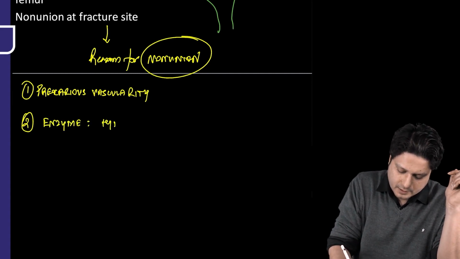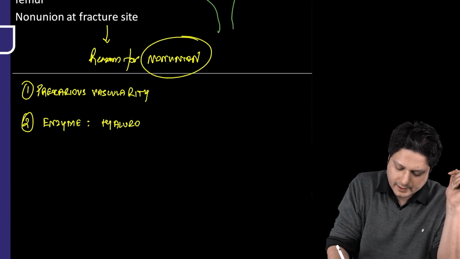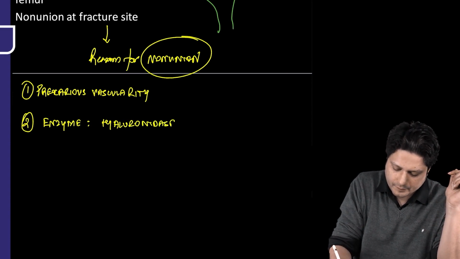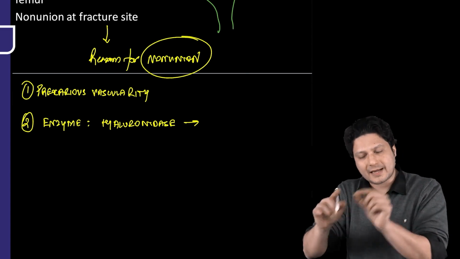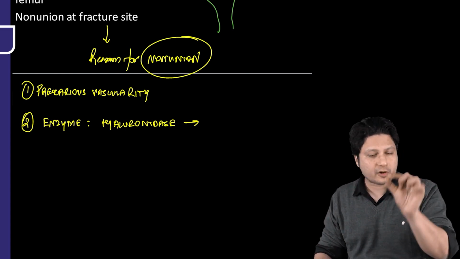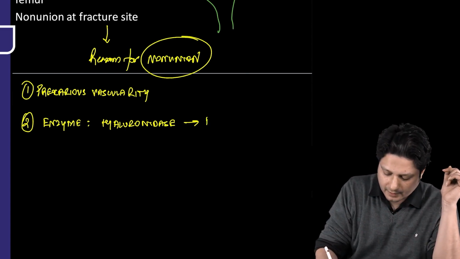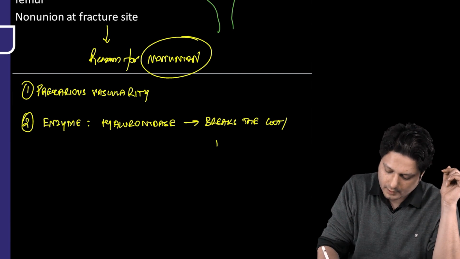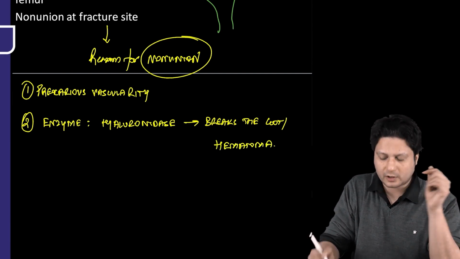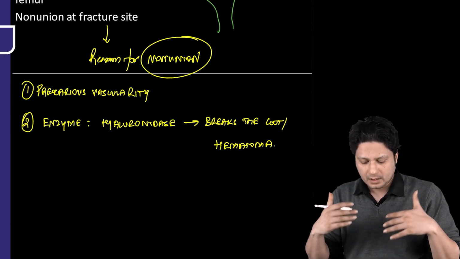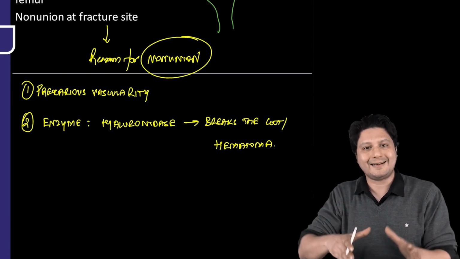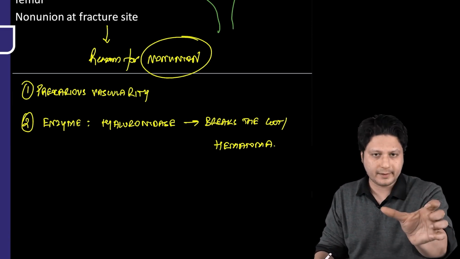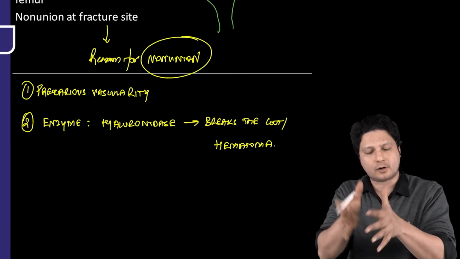The second reason is the presence of the enzyme hyaluronidase, and this enzyme is responsible for breaking the clot. It breaks the clot or hematoma. It is responsible for the dissolution of the clot or hematoma. That means hyaluronidase is present intracapsularly in the joint, which is responsible for breaking the clot or hematoma.